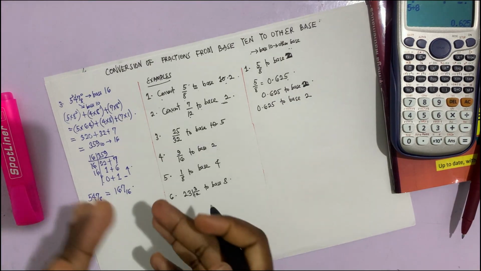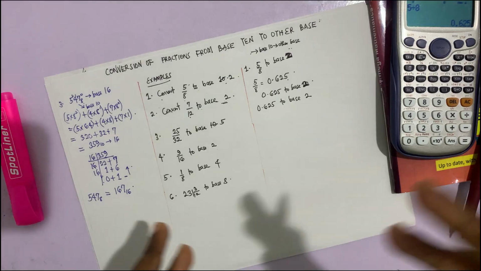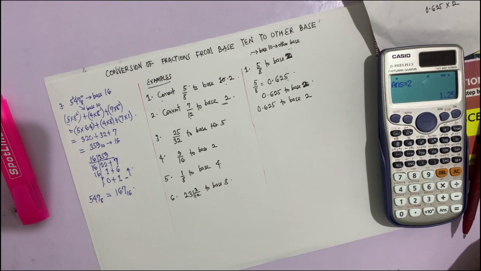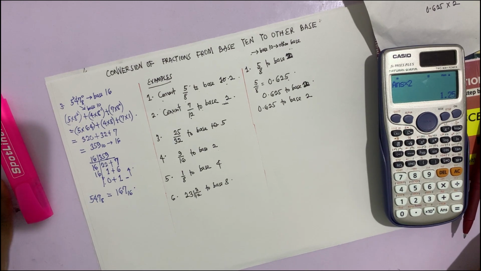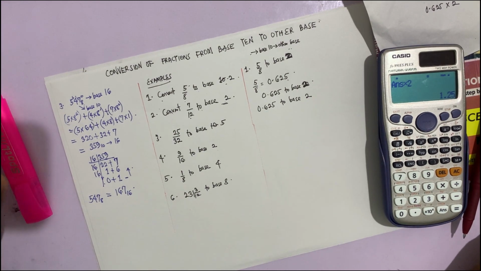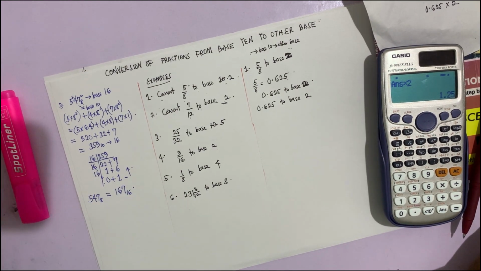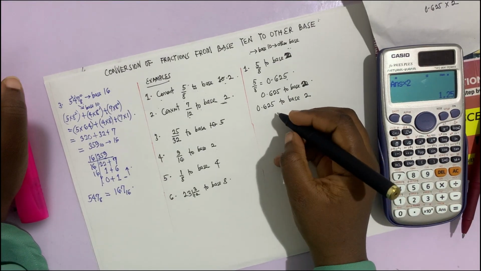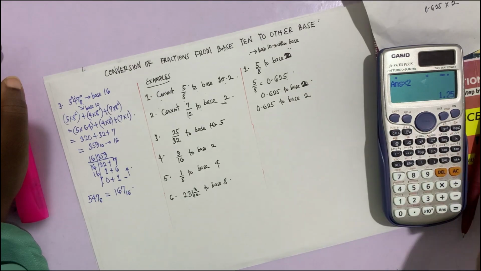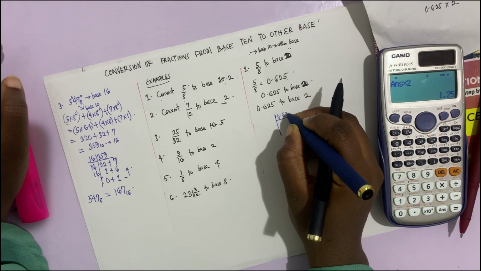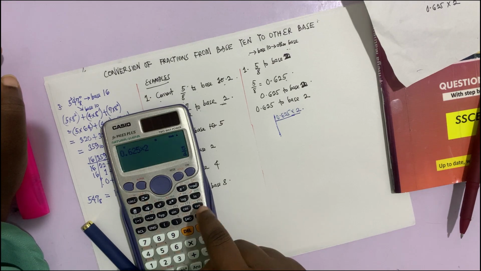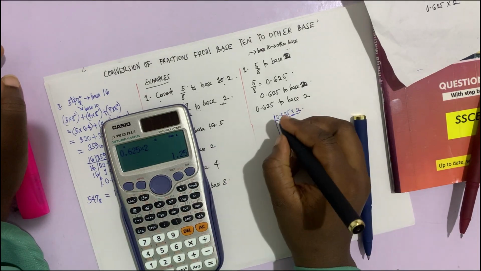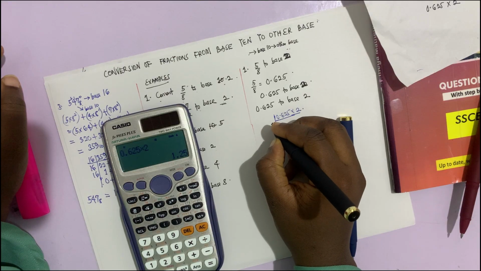Remember, when we were converting from base 10 to other base, we divide continuously. In the case of a fraction, we are going to continuously multiply the base 10 fraction by the base we want to convert to. So in our case here, 0.625 times 2 would give us 1.25. The whole number 1 will be what we will record. That's what we need here.